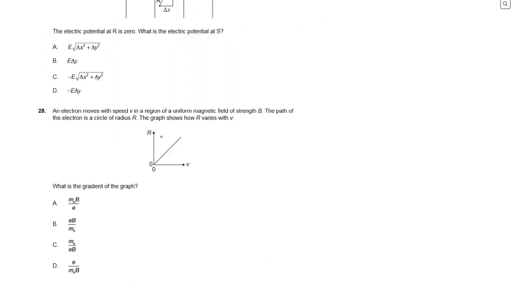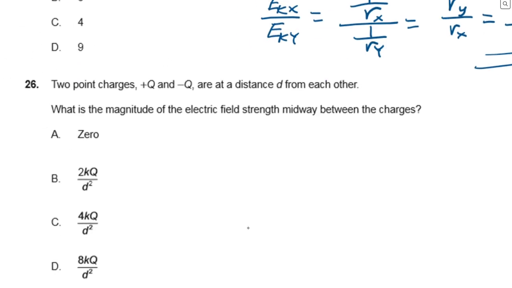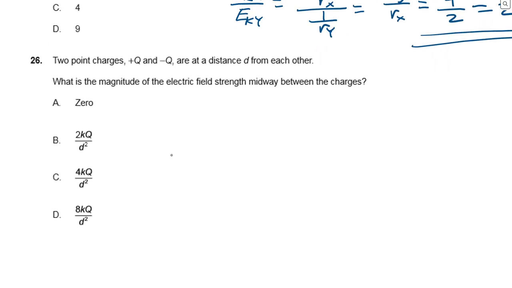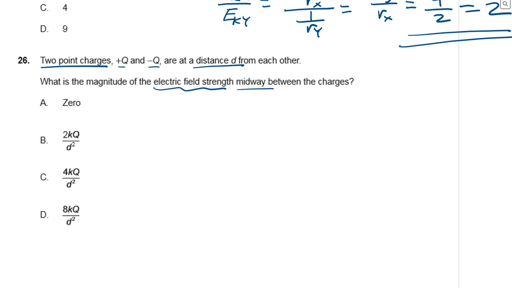Go to question 26. We have two point charges, plus and minus q, a distance d from each other. Find the magnitude of the electric field strength midway between the charges. Okay, it's always best to draw a diagram in these cases.